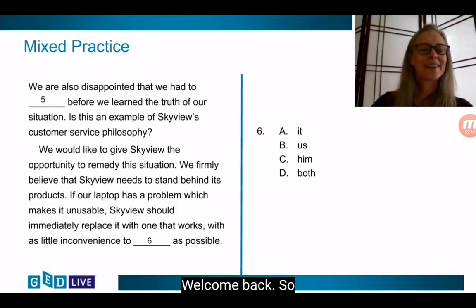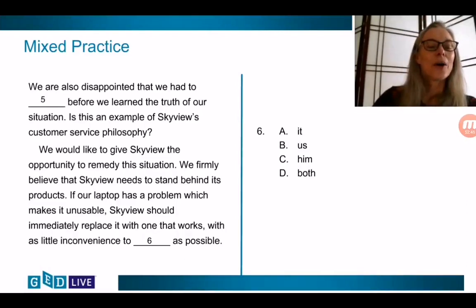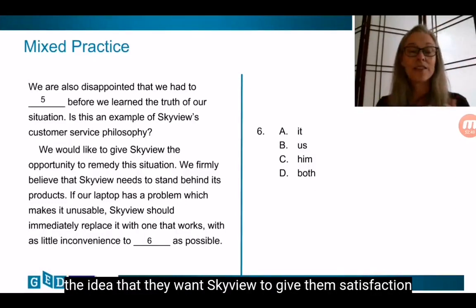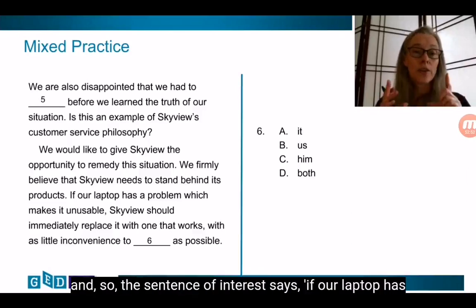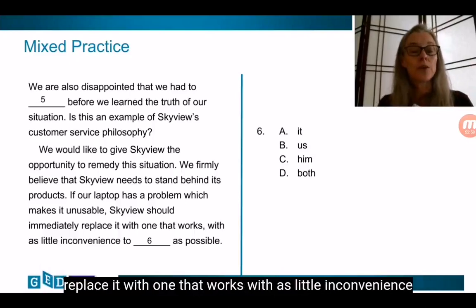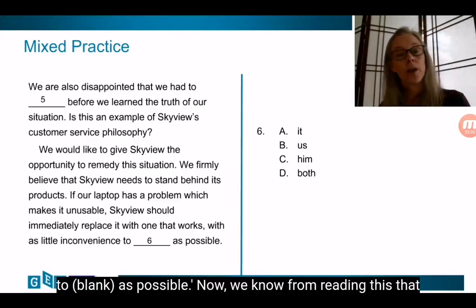Welcome back. So we have a couple of sentences, just introducing the idea that they want Skyview to give them satisfaction. And so the sentence of interest says, if our laptop has a problem which makes it unusable, Skyview should immediately replace it with one that works, with as little convenience to blank as possible.